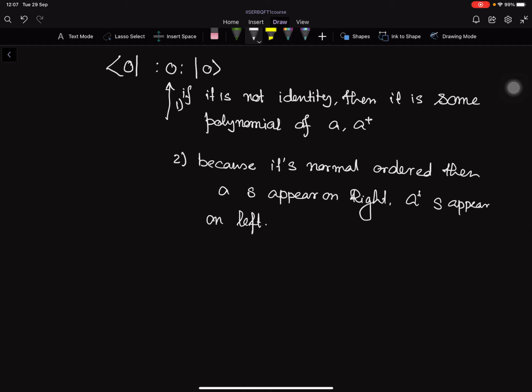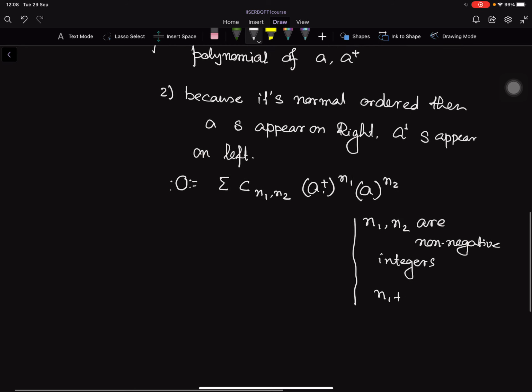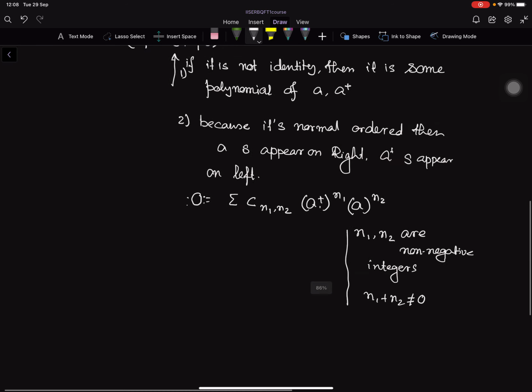And that means that, let's just consider an example. In general, any normal ordered operator can be written in this way: a sum over c of (a dagger) to the power n1 times a to the power n2, with the condition that n1 and n2 are non-negative integers, and secondly n1 plus n2 is not equal to 0. Okay, so at least one of them is non-zero.